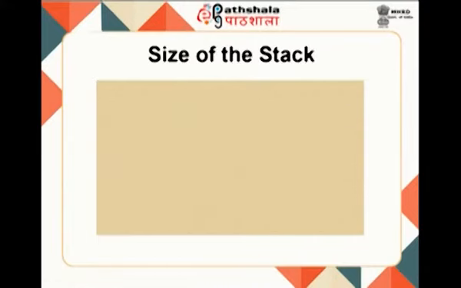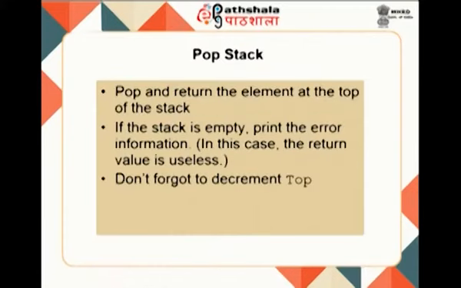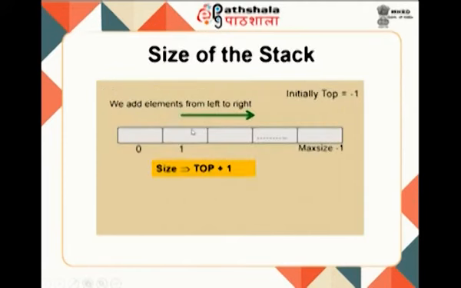Now, let us talk about the size of the stack. This is another operation. So, we always add the elements from left to right, and initially top is -1. So, what you have to do is say size is equal to top plus 1. So, whatever the top element is, that plus 1, because you start from 0. So, suppose you have 3 elements, then it will be 0, 1, 2. So, top will be 2 and the size will be top plus 1, that is 3. So, that is as far as size of the stack is concerned.